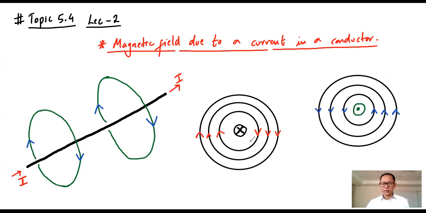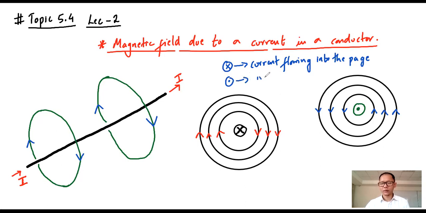So the direction is exactly the opposite, anti-clockwise. Okay, so basically a cross represents current flowing into the page. And the dot represents the current flowing out of the page.